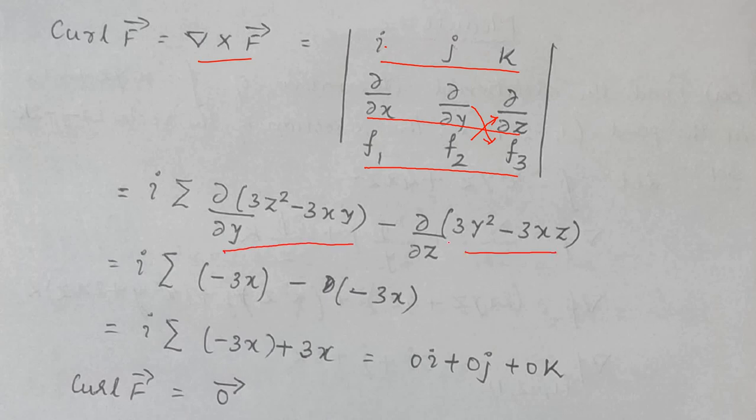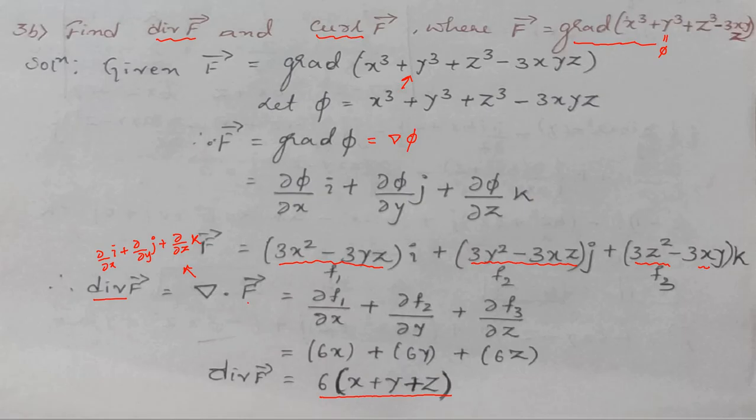f3 with respect to y and f2 with respect to z. So I got minus 3x here, minus into minus, plus 3x it will be. So it will be minus 3x plus 3x. Therefore it is 0 vector. I will get that, since it is a symmetric function, since f1, f2, f3.